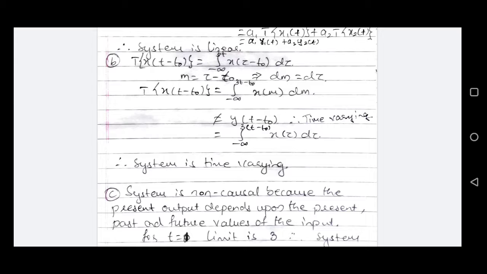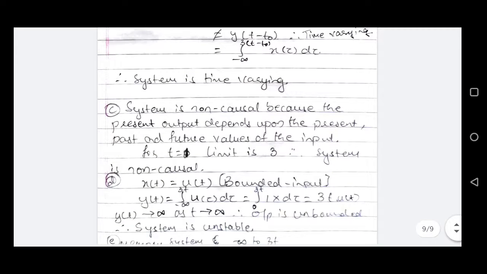And we'll substitute tau minus t naught as m. So the integral variable will also be changed. So the expression will be integration from minus infinity to 3t minus t naught of x of m dm, which is not equal to y of t minus t naught. Therefore, the system is a time varying system. If it has to be a time invariant system, then the expression would be integration from minus infinity to 3 times t minus t naught of x of tau d tau. Clearly, y of t is not equal to y of t minus t naught. Therefore, it is a time varying system.